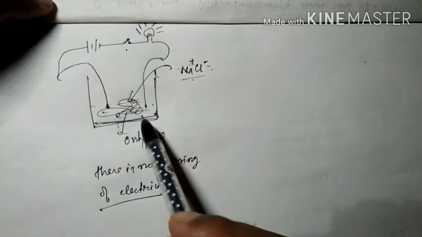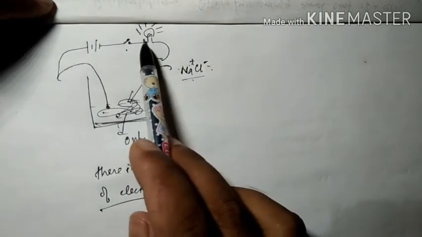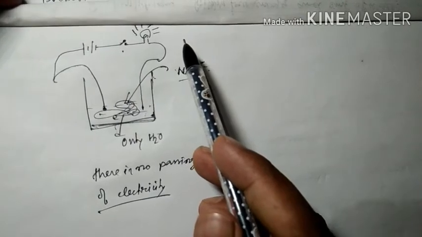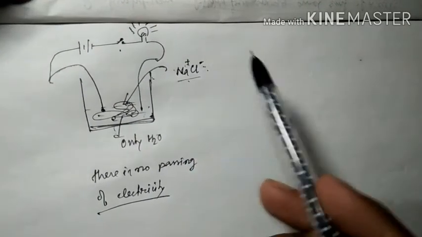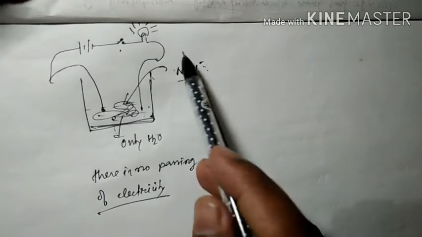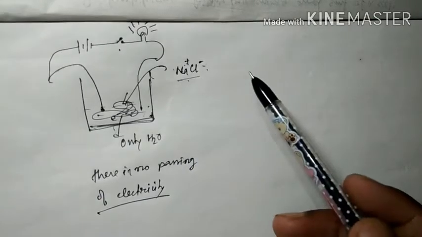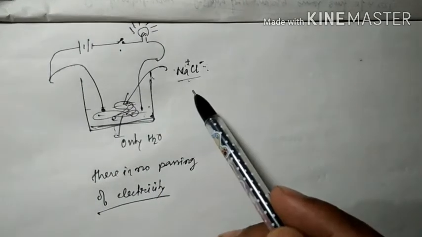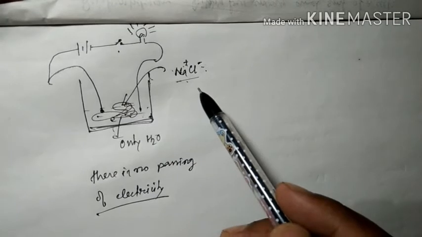And for this electrolytic solution, we can observe the passing of electricity. Now if we observe the passing of electricity, we can say that the salt solution, or you can say the electrolytic solution, is a conductor of electricity. This is the main concept of electrolytic solutions and conductance.